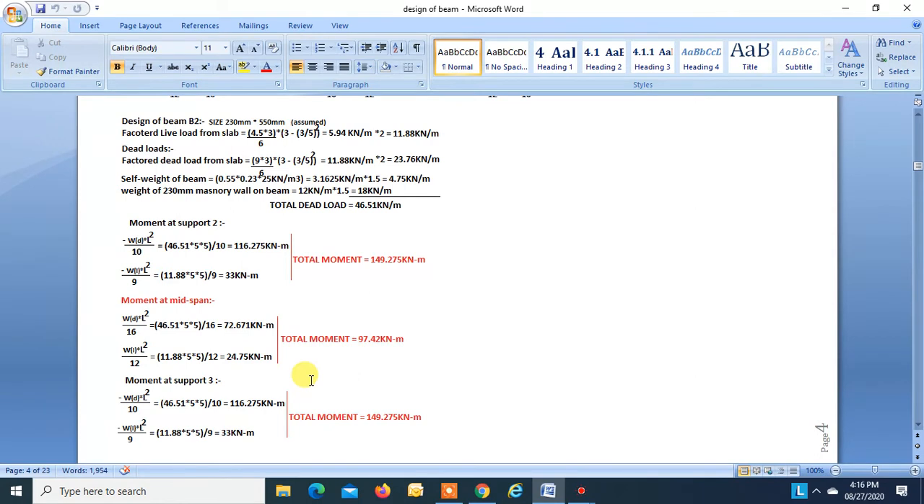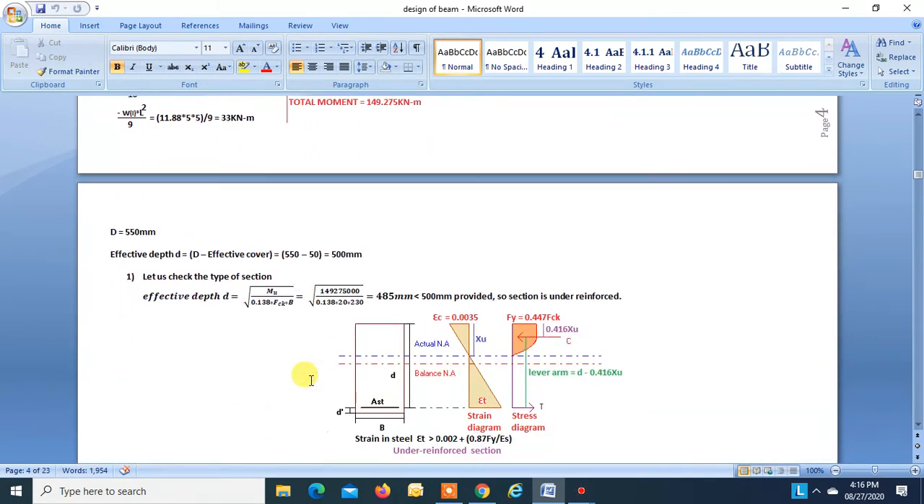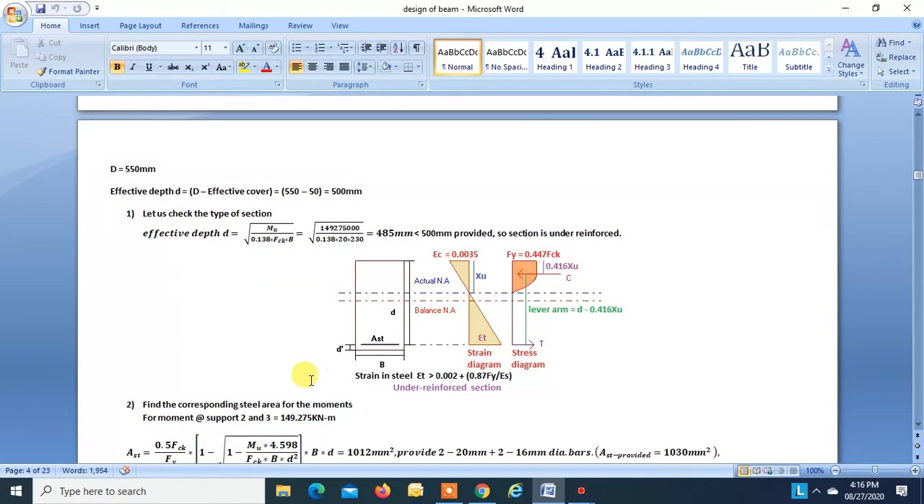Now we will do the design. The very first check we will do is whether the section is under-reinforced or not. We know capital D is 550. Effective depth is D minus effective cover, that is 500 mm. We know the standard formula for a balanced section: when it is Fe 415, then Mu is equal to 0.138 fck b d square. So d is equal to 485, which is less than provided. This is required, this is provided. As we are providing more depth, the section is under-reinforced.